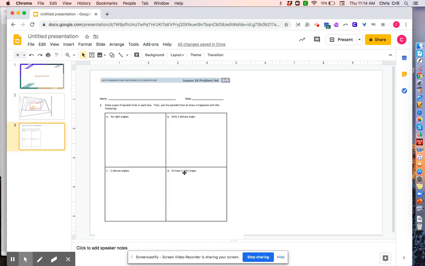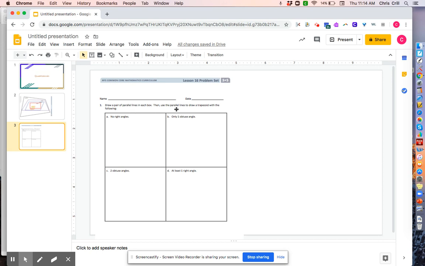Okay, so you're going to turn to problem set in lesson 16. This is module 5. I'll give you a minute, and I apologize for not knowing what page that is in your workbook. What I'm going to do today is I'm going to be drawing shapes here, and you can draw along with me. You can draw the same shape I draw, or you can draw a different shape, as long as it fits the description. So number 1, it says draw a pair of parallel lines in each box.